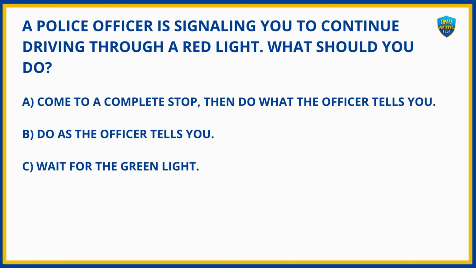A police officer is signaling you to continue driving through a red light. What should you do? A. Come to a complete stop, then do what the officer tells you. B. Do as the officer tells you. C. Wait for the green light. And the answer is B. Do as the officer tells you.